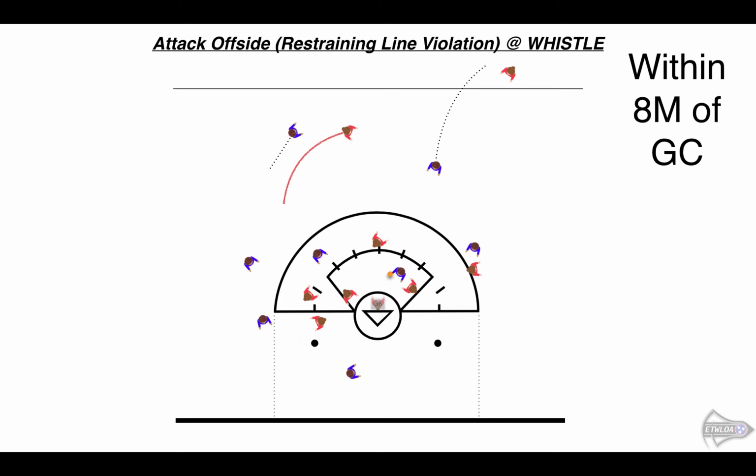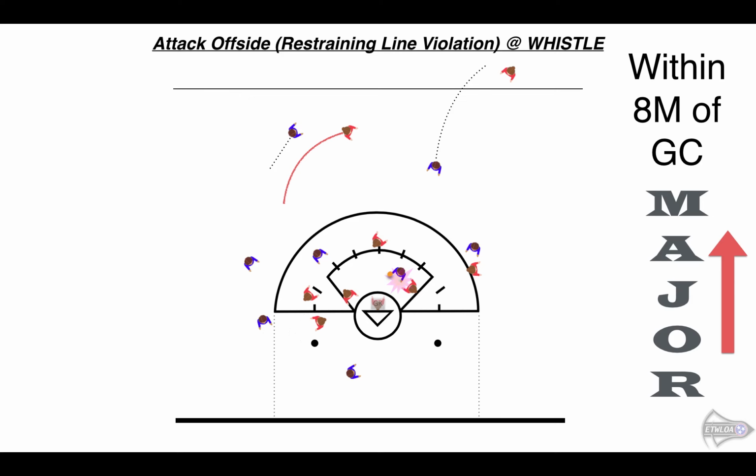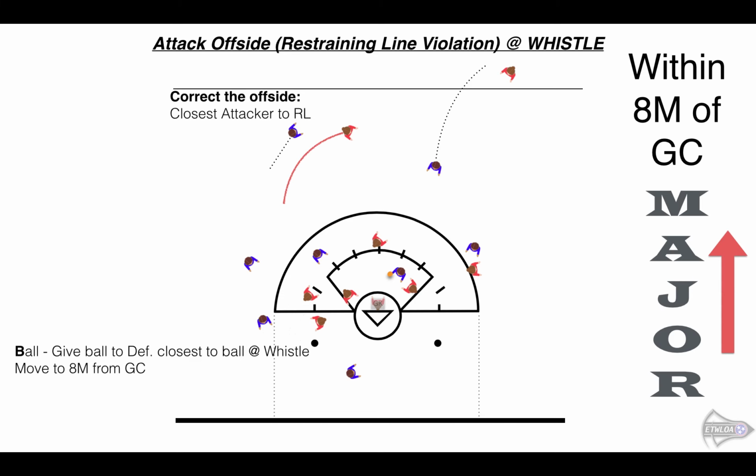Here we have an attack offside call made where we're within 8 meters of the goal circle. Here we're in the arc. It's a major foul. We're going to award it to red going the opposite direction. Here we're going to correct the offside by moving the attacker closest to the restraining line back above the restraining line. We're going to give the ball to the defensive player closest to the ball at the whistle, and then we're going to move them to a spot on the 8-meter arc closest to the spot of the ball when the whistle was blown.